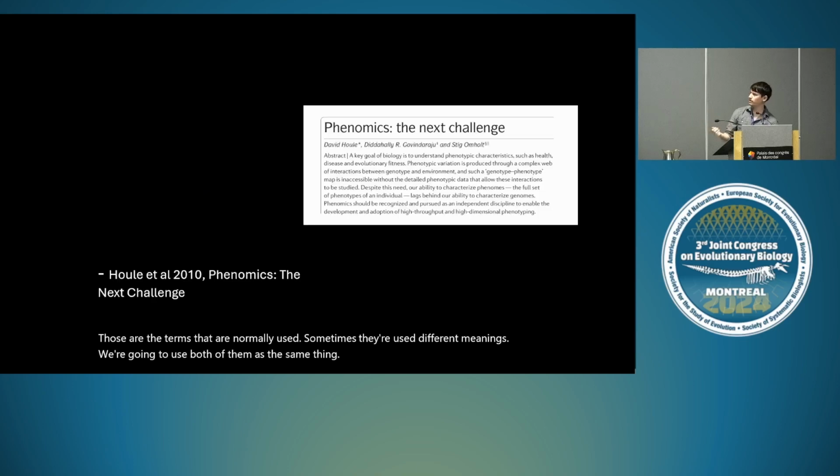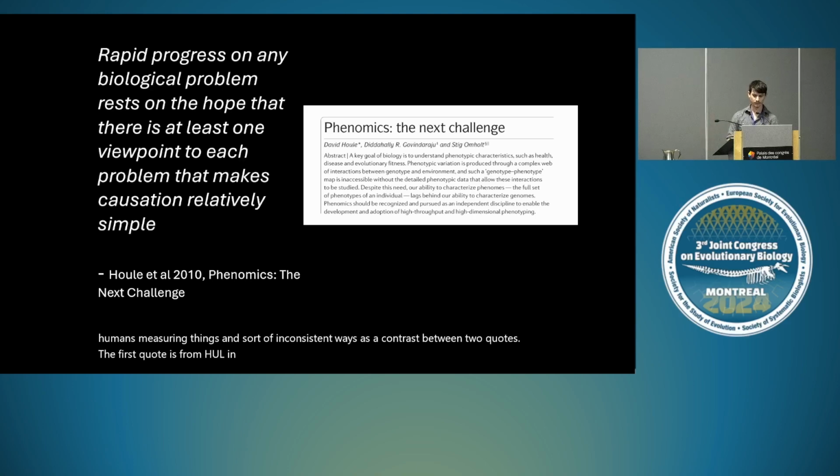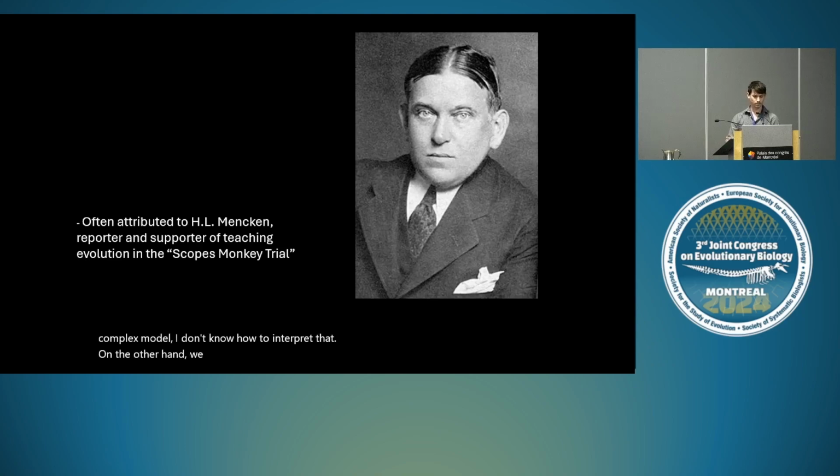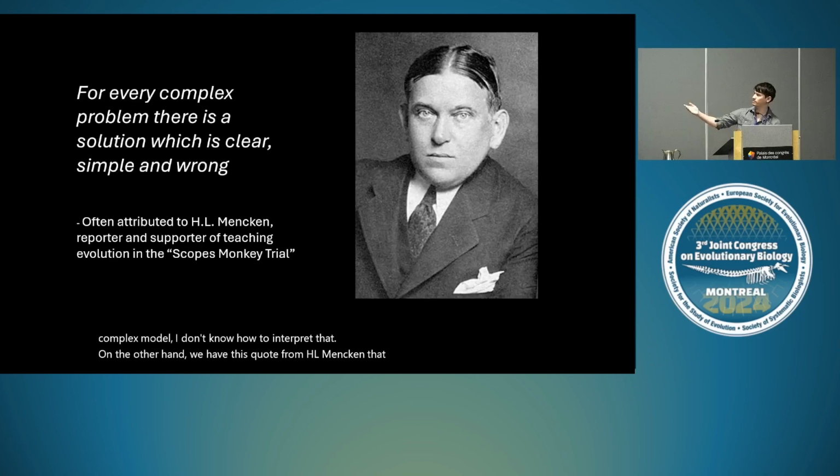I like to summarize this problem of neural nets overfitting and being black boxes, and humans measuring things in sort of inconsistent ways, as a contrast between 2 quotes. The first quote is from Whewell in 2010. And it goes, "Rapid progress on any biological problem rests on the hope that there is at least one viewpoint to each problem that makes causation relatively simple." I would generally agree with that. If you have a really, really overly complex model, I don't know how to interpret that. On the other hand, we have this quote from H.L. Mencken that goes, "For every complex problem, there is a solution which is clear, simple, and wrong."